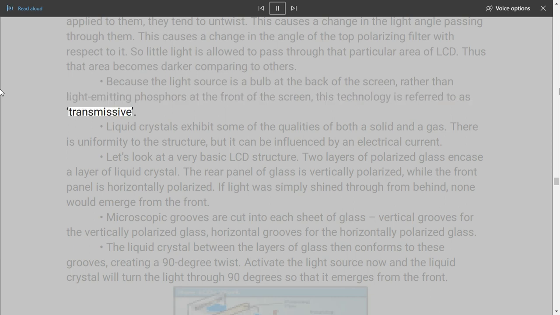Liquid crystals exhibit some of the qualities of both a solid and a liquid. There is uniformity to the structure, but it can be influenced by an electrical current. Let's look at a very basic LCD structure. Two layers of polarized glass encase a layer of liquid crystal. The rear panel of glass is vertically polarized, while the front panel is horizontally polarized. If light was simply shined through from behind, none would emerge from the front.